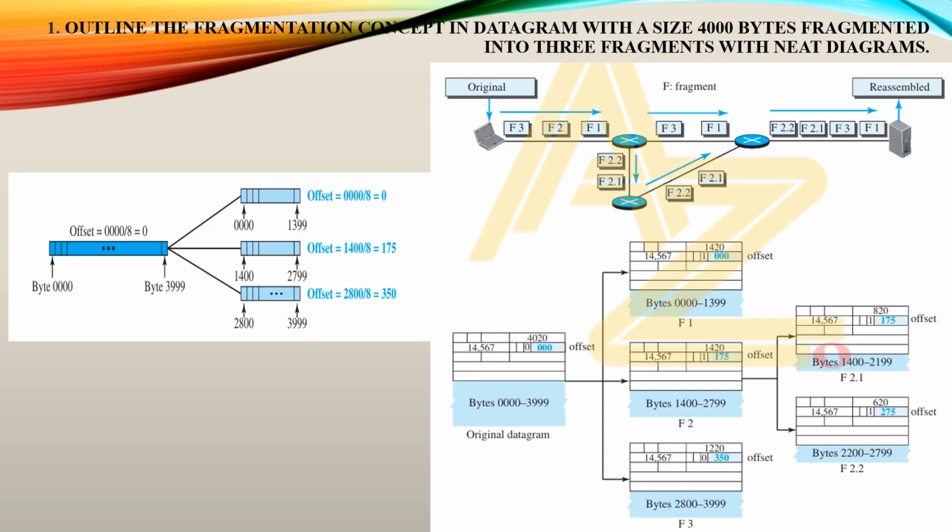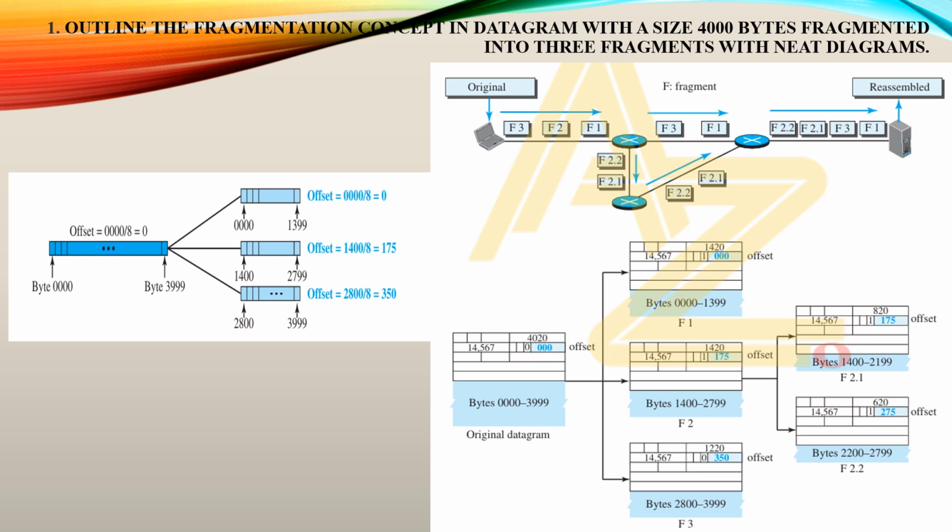Moving on to the first question: outline the fragmentation concept in a datagram with a size of 4000 bytes fragmented into 3 fragments, with a neat diagram. So this fragmentation concept we have seen in IPv4 and IPv6. We will be using the maximum transfer unit for this, and the data, in terms of bytes, that has been sent will be fragmented into different parts. So here you have 4000 bytes which has been fragmented into 3 parts.